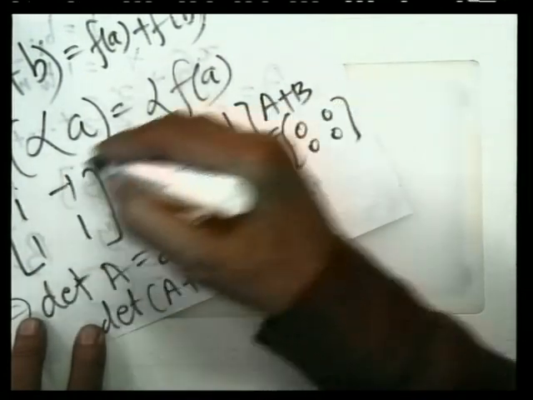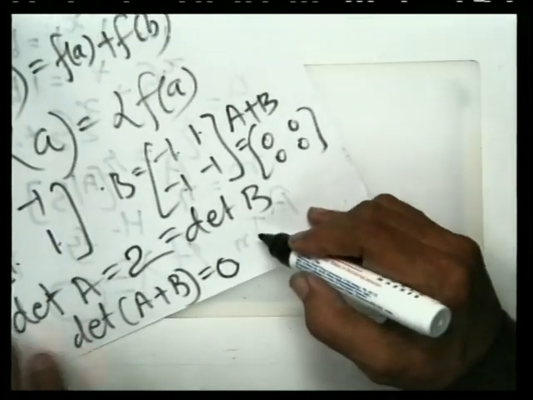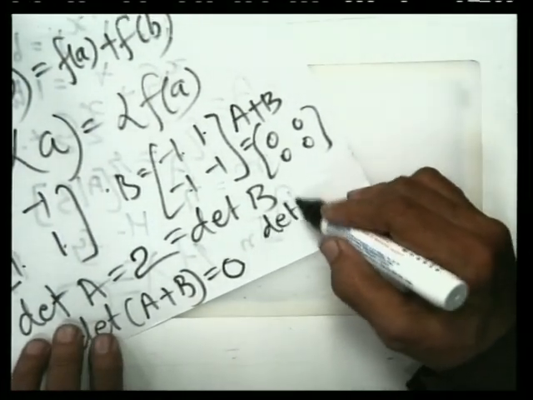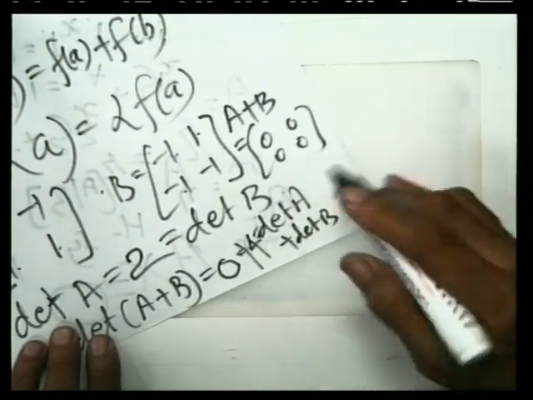So determinant A plus B is 0, whereas determinant A plus determinant of B is 4. So 0 is not equal to 4. So this property of additivity is not true in case of determinant. And in the same way, determinant of alpha A will not be equal to alpha f A. This property is also not true.